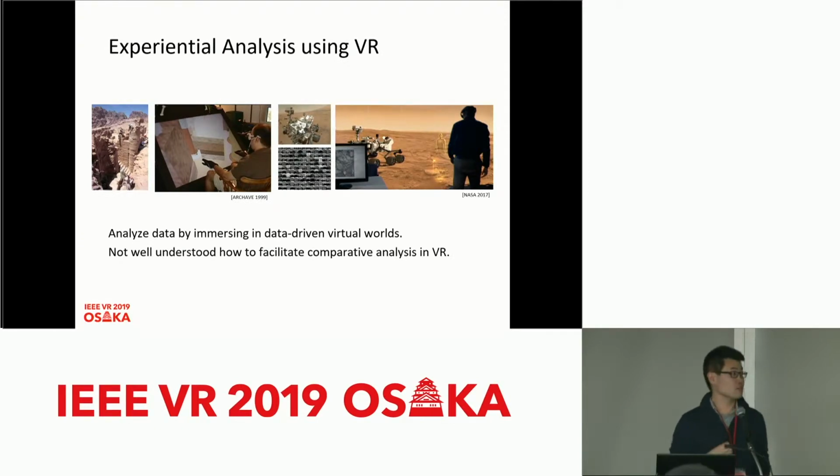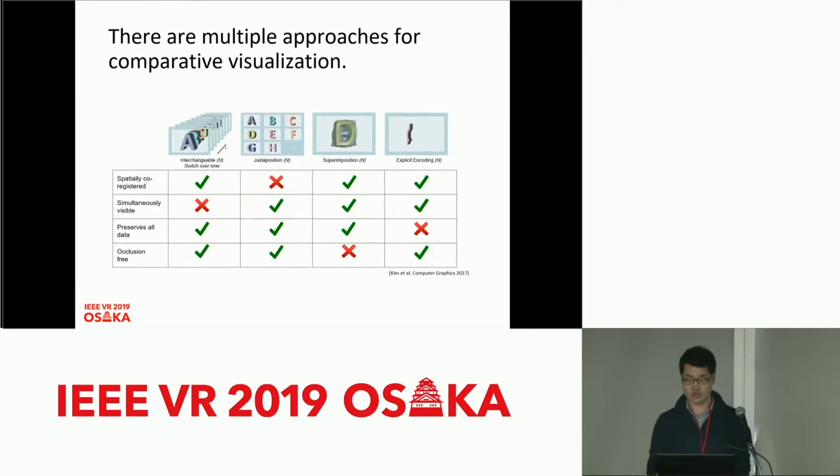Virtual reality provides unique additions to analyzing data sets. Even though comparison is a crucial data analysis task, it's not well understood how to do that in VR. According to a recent survey, Keefe et al. point out there are 4 approaches to comparing 3D models. Interchangeable: you show one by one. Juxtaposition: you show side by side. Superimposition: you overlay them. And explicit encoding: you only show the differences.